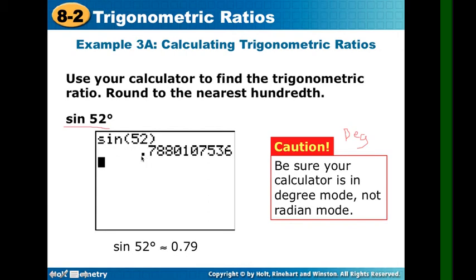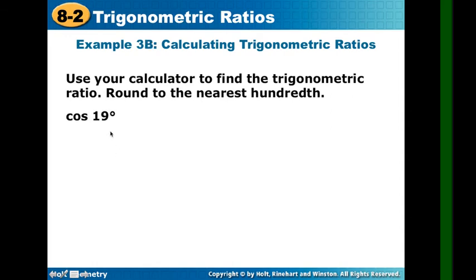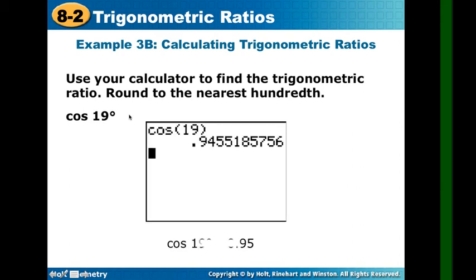So, you will get 0.7880107536. Round off your answer to the nearest hundredth, so that is 0.79. That is your answer for sine 52 degrees. Cosine 19 degrees. Ano nakuha nyo? Paki-type nga. Okay, ang makukuha mo ay 0.94551855756. And to the nearest hundredth, that is 0.95.